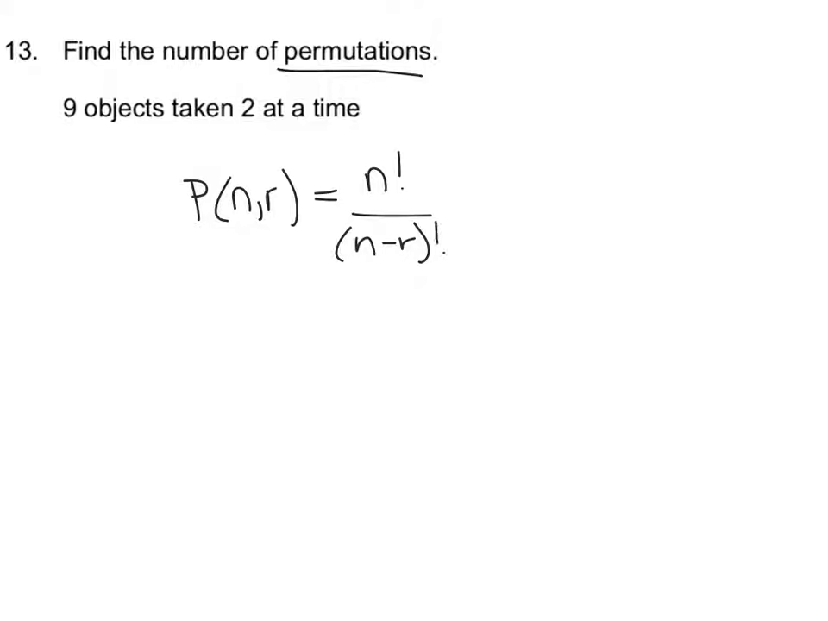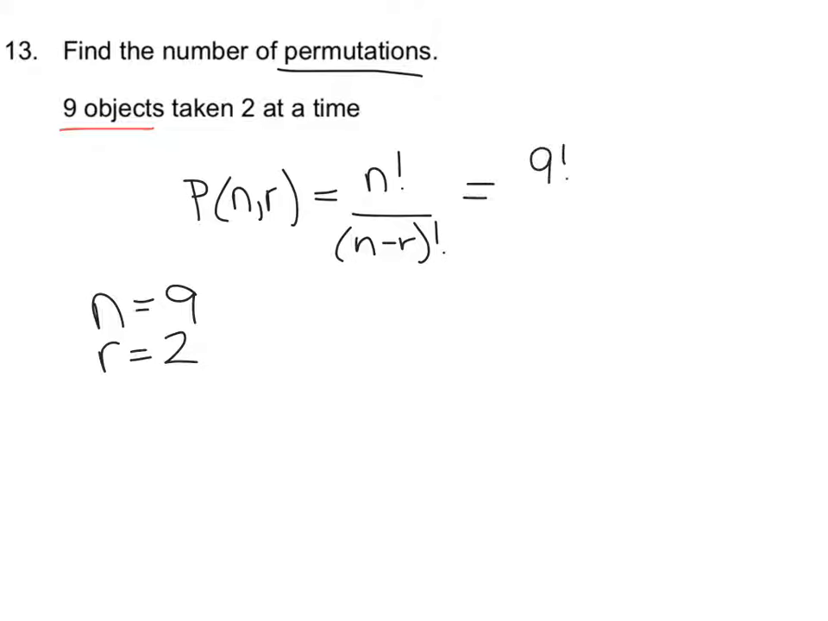First, we need to identify the n and the r. N represents the total number of objects that we have. So there's 9 objects, and n equals 9. Now we're taking 2 objects at a time. R is the number of objects that we're selecting, so r equals 2 in this case. We'll just plug those values into the formula and solve.